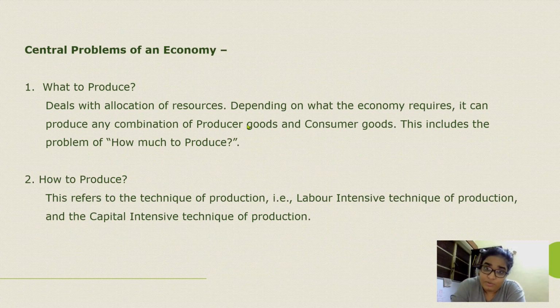Now we'll come to the central problems of an economy. There are three problems, right? What to produce and how much of it to produce. First problem. Second problem, how to produce. We'll get to that. And the third one is for whom to produce. I'll explain. Don't panic. It's all easy. What to produce and how much of it to produce.